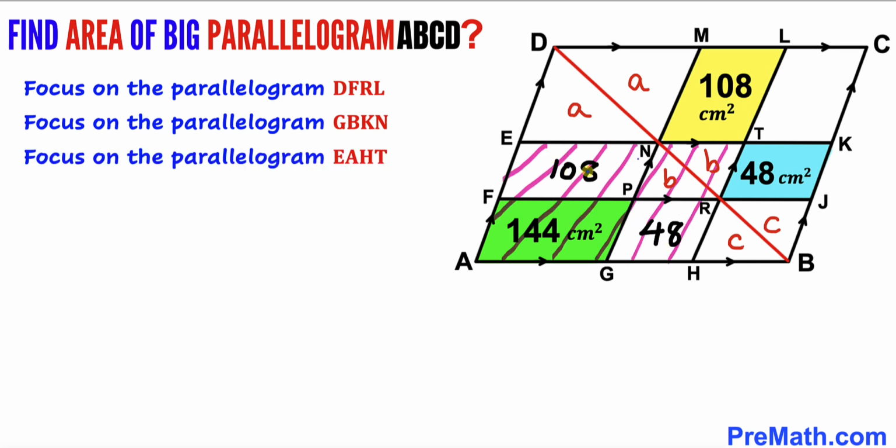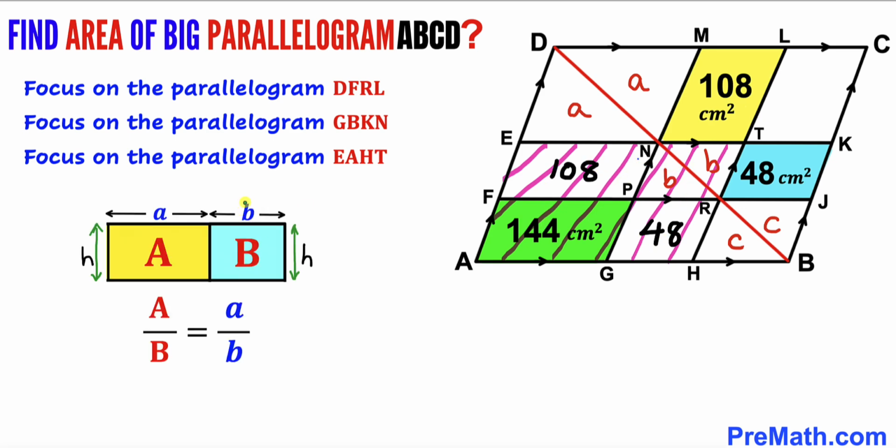And now let's focus on this next parallelogram EAHT. Before we proceed any further, let me go over this basic concept. Here we have these two rectangles, the yellow one and the blue one. The area of this yellow rectangle is A. The area of this blue rectangle is B, with the same height h.